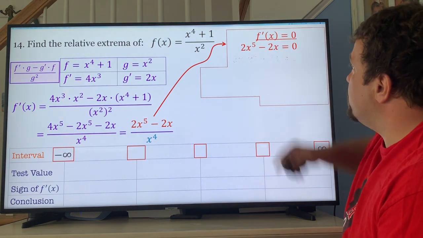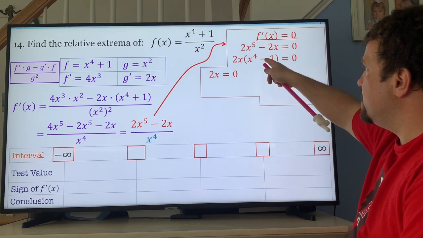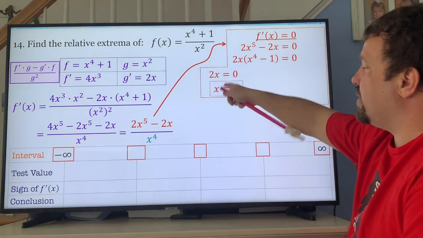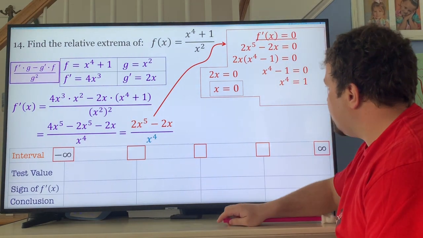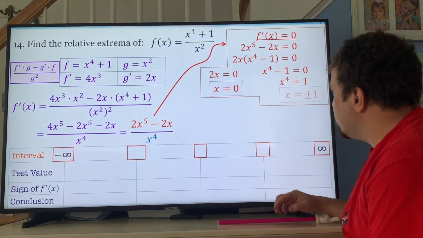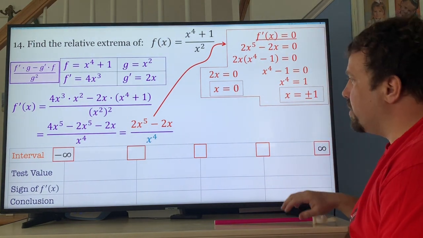You are going to take a 2x out, set the first piece equal to 0, and set the second piece equal to 0. So divide both sides by 2, x is 0. x to the 4th minus 1 equals 0. Add 1 to both sides. What to the 4th power equals 1? A positive and a negative 1. So you have 1, 2, 3 critical points.